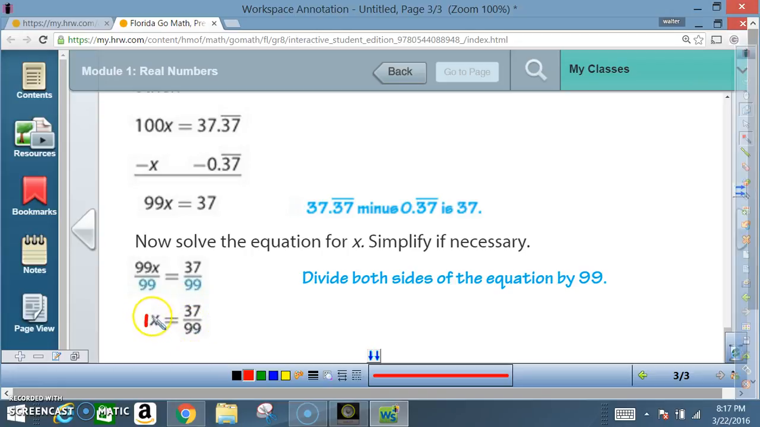Now see that says 1x, right? How many x's do you see there? 1. So you don't need to put a 1 in front of it. So just write x is equal to 37 over 99. And you got your answer.